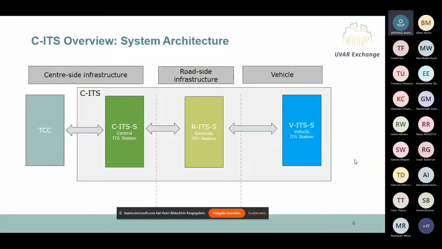This is the architecture explaining how the communication works. Basically, the traffic control center sends a message to the central ITS station, and this central ITS station will distribute to the given roadside unit the message it needs, like an IVI. We will look into this further in a moment. And from these roadside units, basically every car in range will get the message.